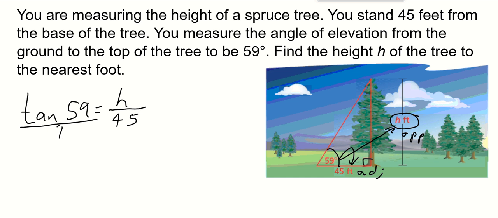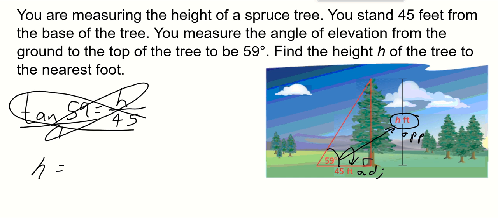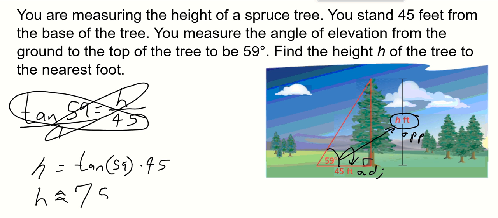So using my cross products, I get h is equal to tangent of 59 times 45. I'm rounding to the nearest foot, so h is 74.89. So that's going to round, and I'm going to put an approximately sign, to 75 feet, making sure I have my units when we're dealing with word problems.